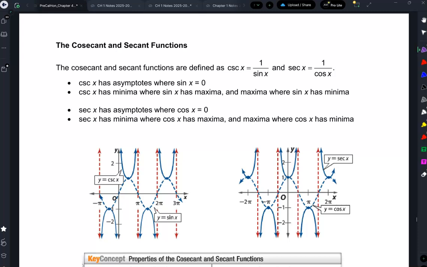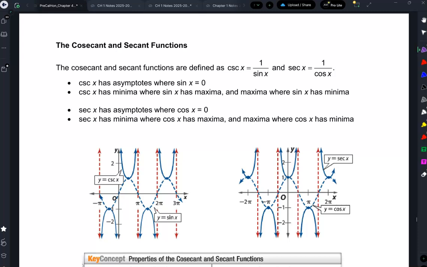So for the tangent graphs and the cotangent graphs, when you're trying to find the asymptotes, you use 0 and negative pi over 2 to pi over 2 for the tangent. But these are the normal ones, and for the cosecant, those are just the ones multiplied.